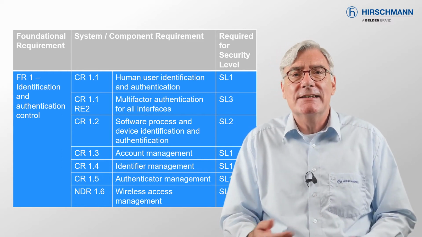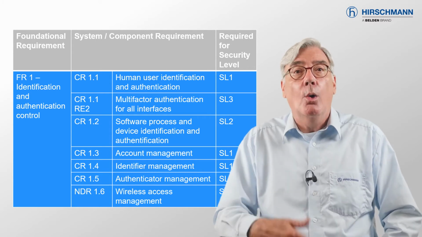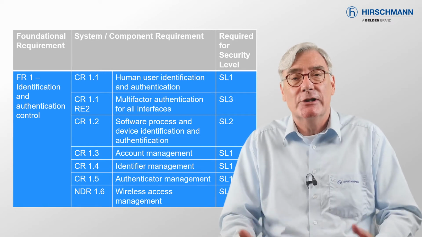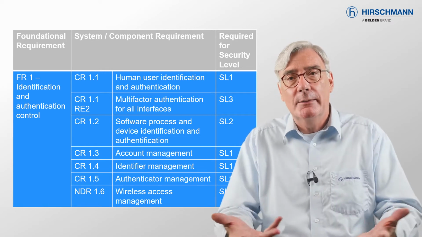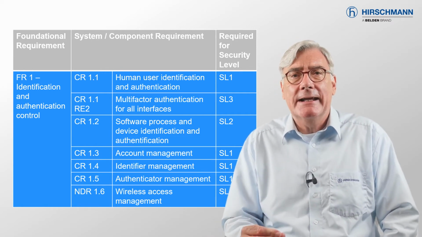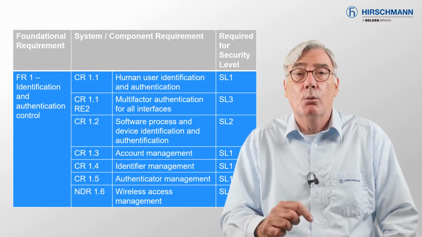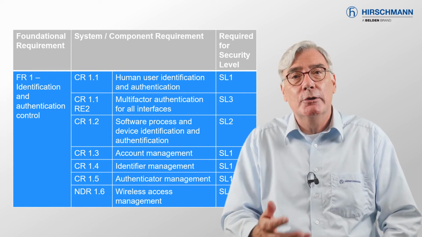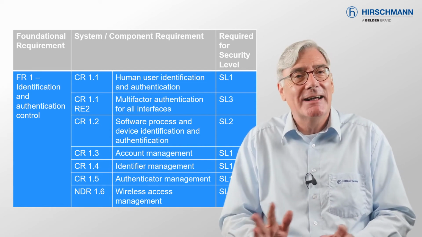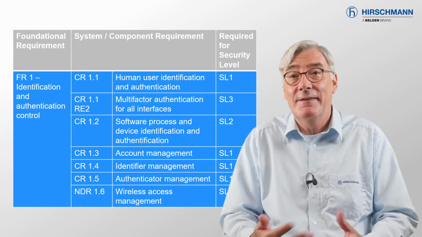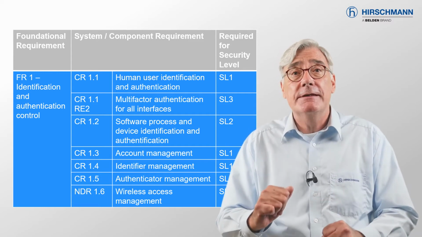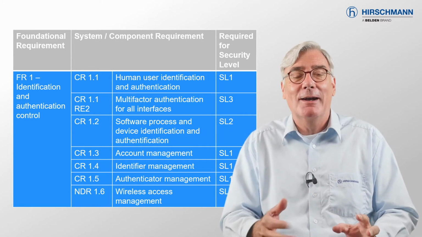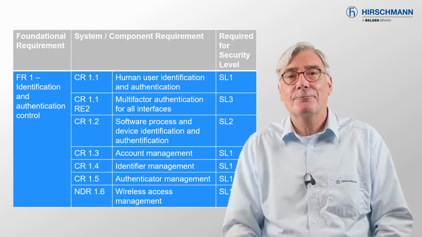For a network device to achieve SL1, all component requirements relevant to the device must achieve SL1. So in this case, basic authentication defined in CR 1.1 will suffice. As CR 1.2 is rated at SL2, the device does not need to comply with this requirement. If the device must be rated at SL2, then it must also comply with CR 1.2.